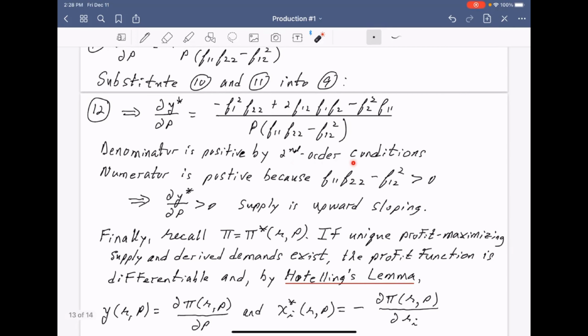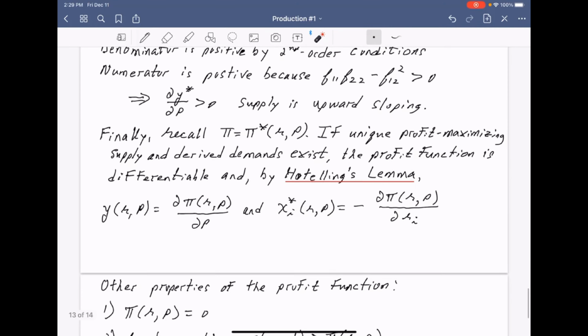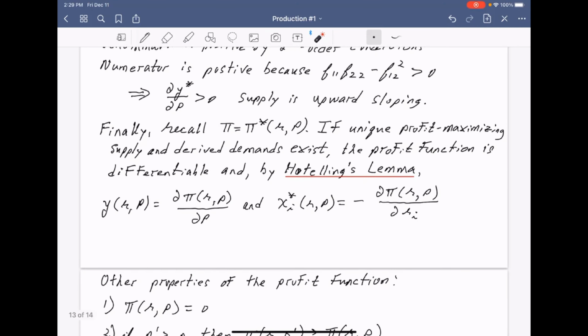The denominator is positive by second order conditions. The numerator is positive because of this result. So therefore, the partial of the supply function with respect to p is greater than 0, and the result is that supply is upward sloping.